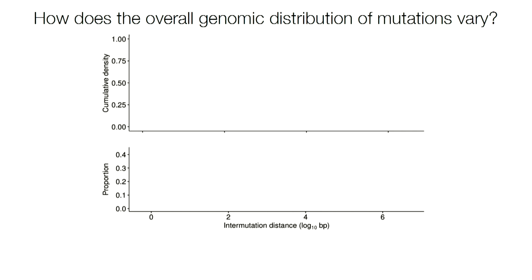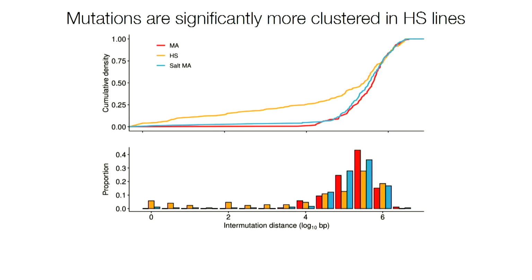So here in this plot, I'm going to show the same data in 2 separate ways. On the x-axis, I've got intermutation distances on a log 10 scale. The top will have cumulative density functions, and on the bottom plot, it's the same data but binned to make it perhaps a little easier to parse. And that ends up looking something like this.